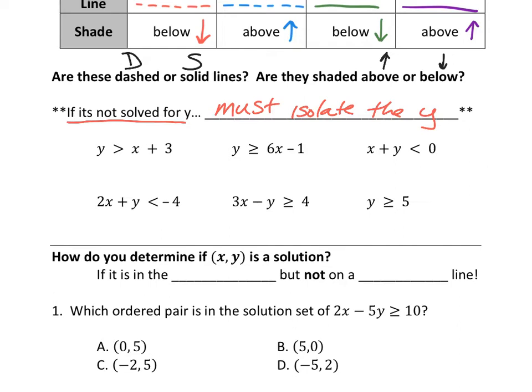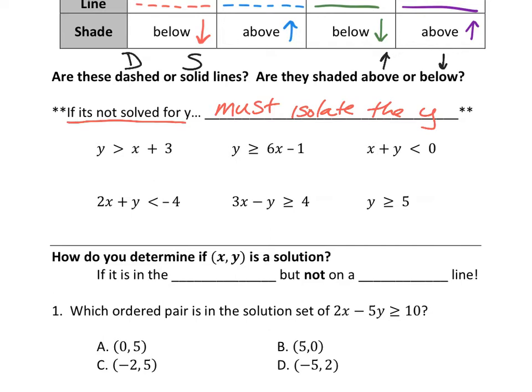The reason we have to do that is because occasionally when we're solving for y, we're going to have to divide by a negative number. Who remembers what happens with an inequality sign when we divide by a negative number? It flips from either greater than to less than or less than to greater than. So we're going to have to take some time to remember that if it's not solved for y and we're starting to solve for y, that we flip that symbol.